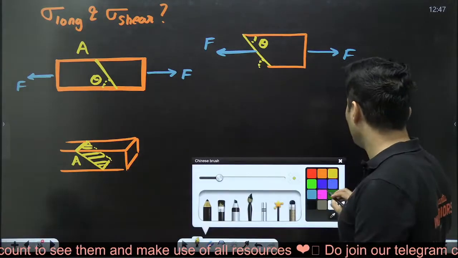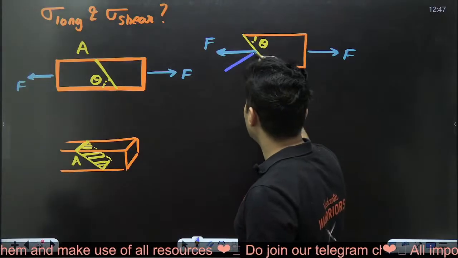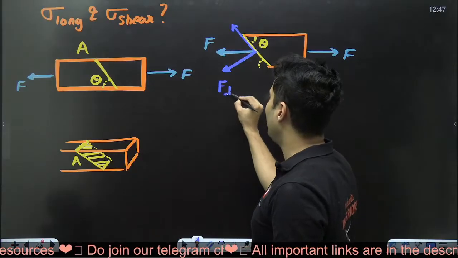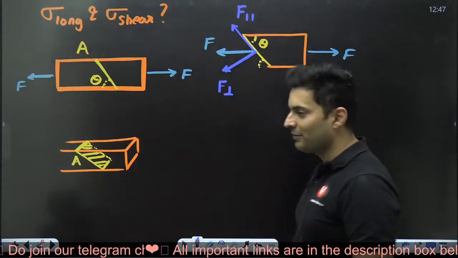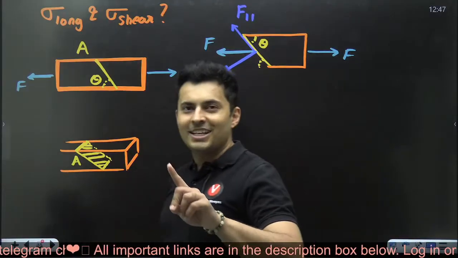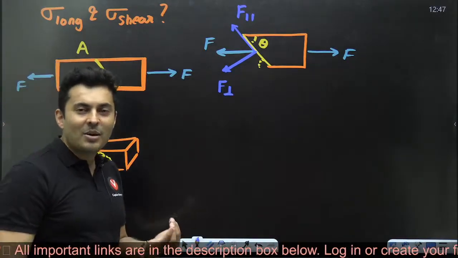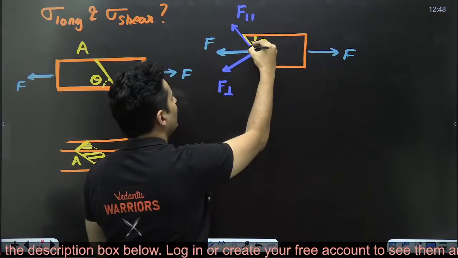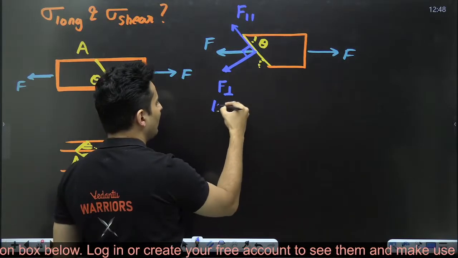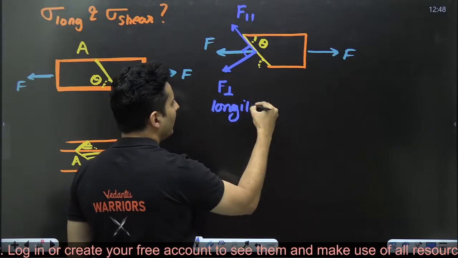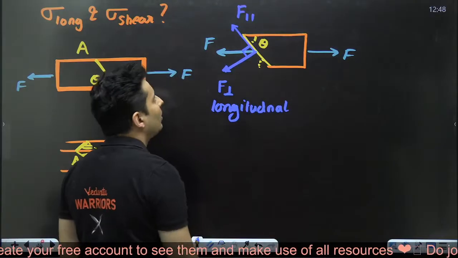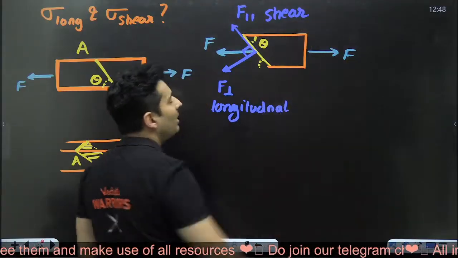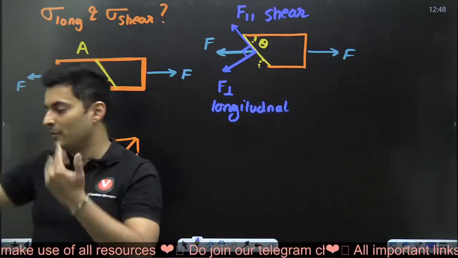That is already given to you. Maybe I can split the force into two components. One component like this and one component like this. This component is perpendicular to the surface. This component is parallel to the surface. Now you have two components, and now probably you might be understanding why there is longitudinal and shear stress. This part is perpendicular to the surface. That's why it's responsible for longitudinal behavior, longitudinal deformation. This force is parallel to the surface. That's why it is responsible for shear behavior, shear deformation.